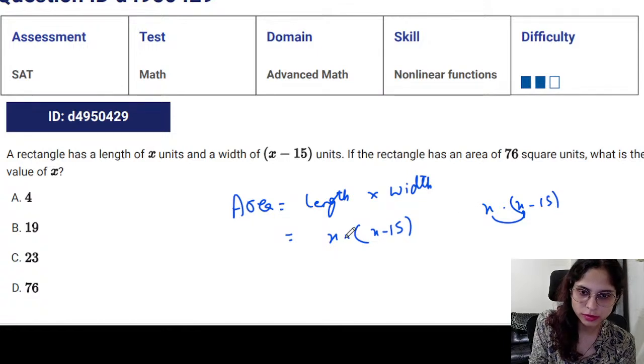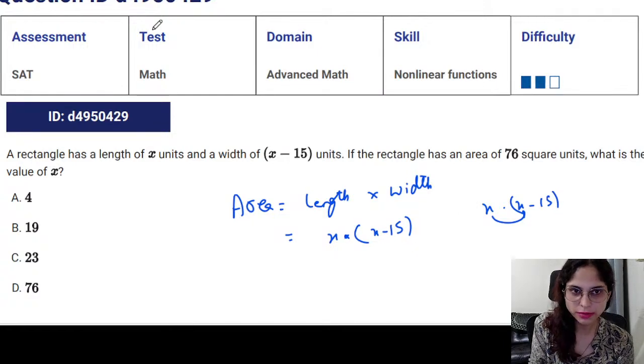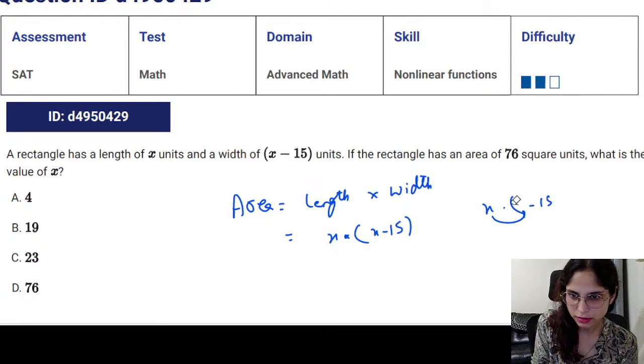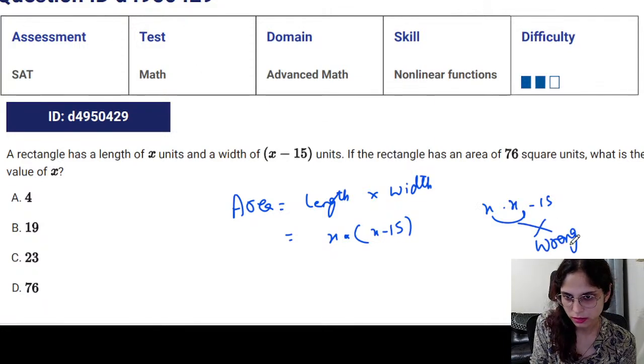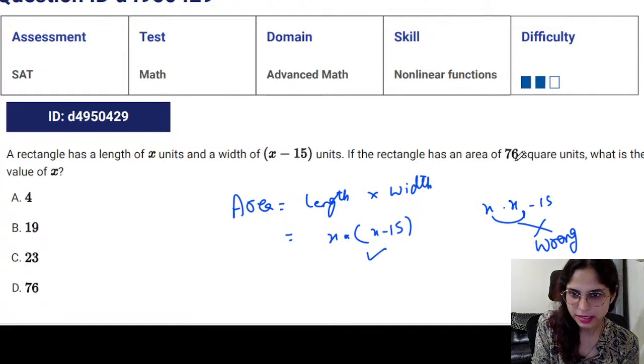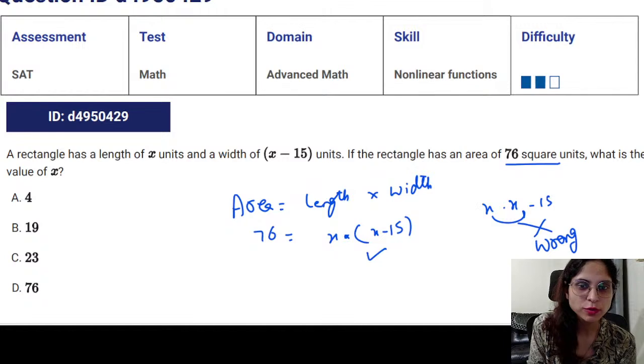So put the parentheses. This is wrong if you write like this. That's also one of the mistakes that can be done. This is wrong, this is right. And area is given as 76 square units, so you make it equal to 76. And now you have nothing to do. You have to find the value of x.